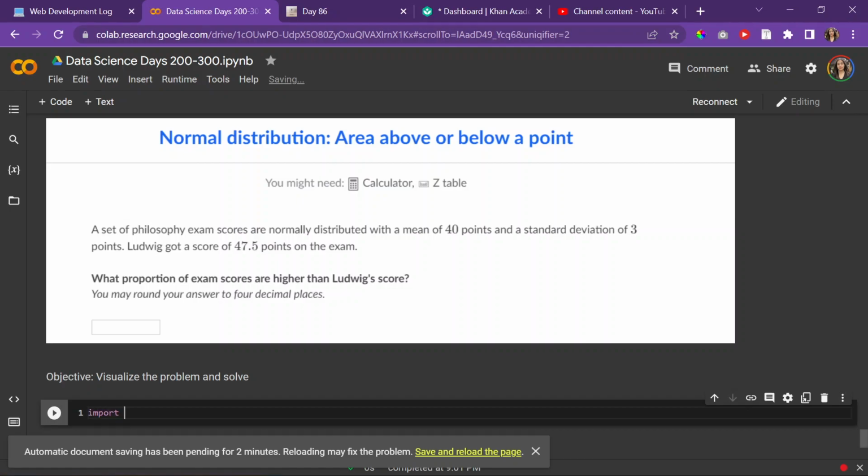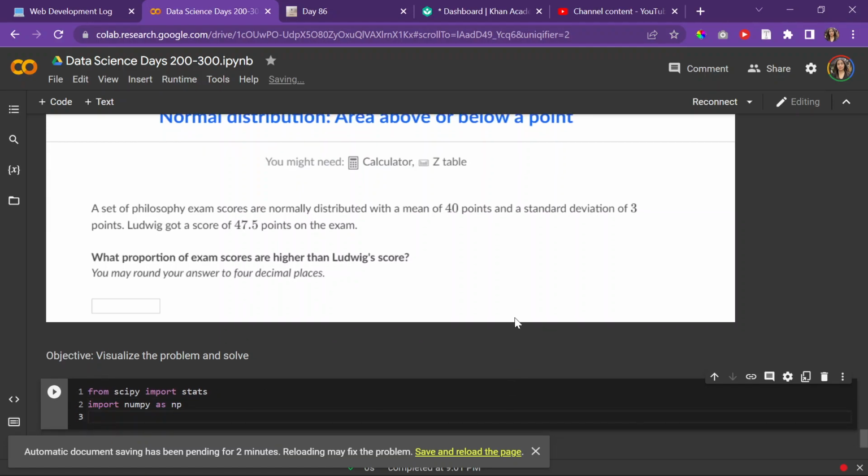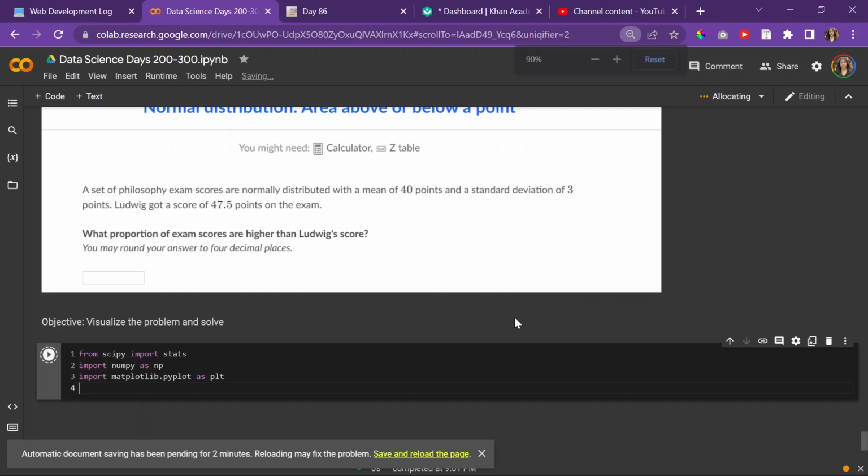In order to do that, from SciPy, which is a library, we're going to import stats. We're going to import NumPy as np, which we'll use to get our x values for the graph I'm going to visualize, and I'm going to import matplotlib.pyplot as plt, which I'll also use to visualize. Okay, now that I have that, let me just run it.